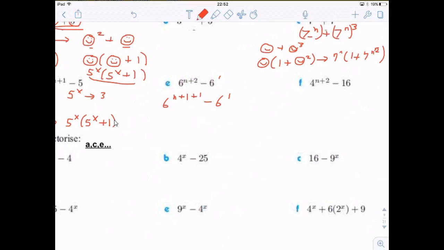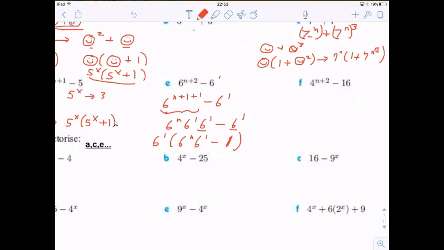Now, if I take this expression and I change it into multiplication of exponential expressions with the same base, I could put 6 to the n, 6 to the 1, 6 to the 1, minus 6 to the 1. Now I'm going to factor out 6 to the 1. If I factor out 6 to the 1 now, I'm left with 6 to the n, 6 to the 1, and I factored out this 6 to the 1, so I don't repeat that one. And then I have minus 1 here because I factored out 6 to the 1 from here.